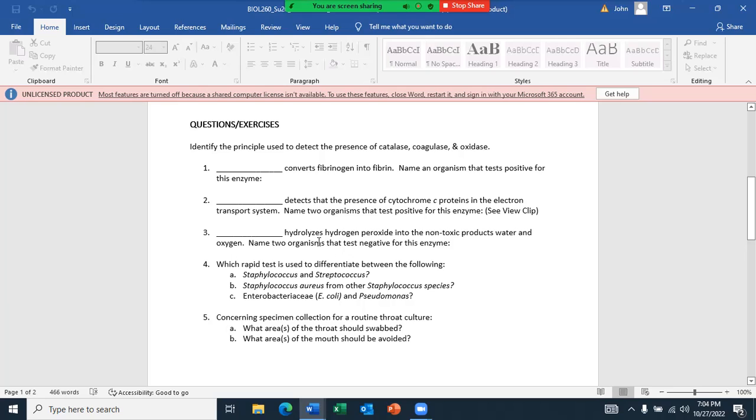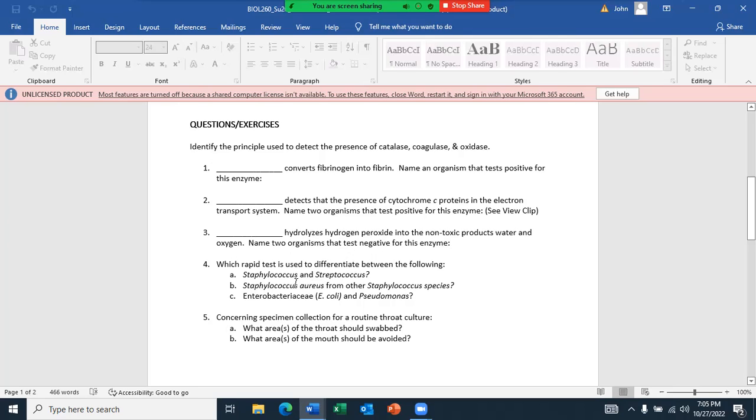3, what hydrolyzes hydrogen peroxide into non-toxic products, water and oxygen? Name 2 organisms that test negative for this enzyme. And obviously Streptococcus pyogenes is one.